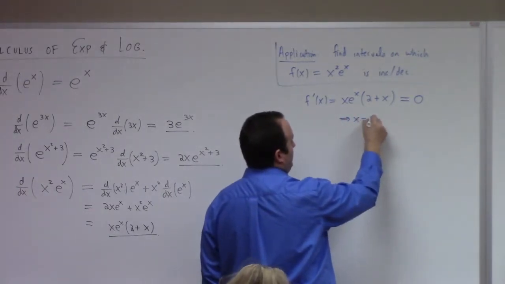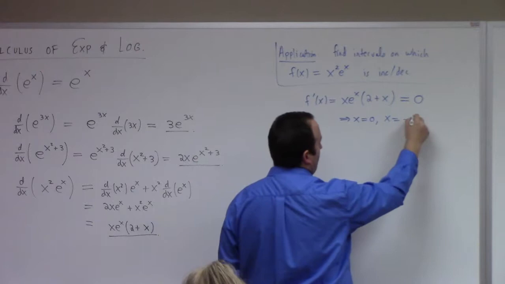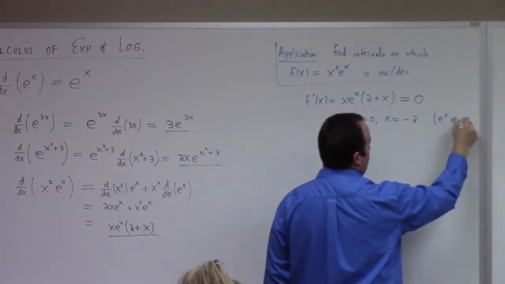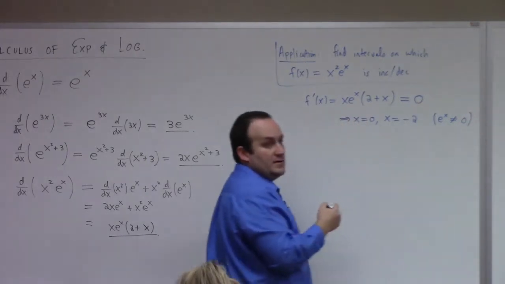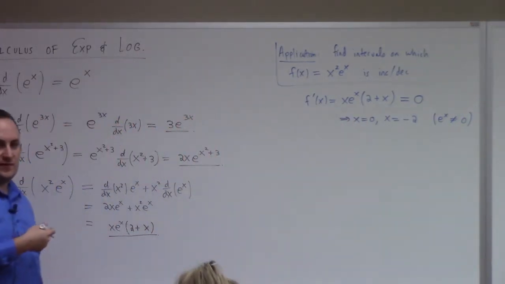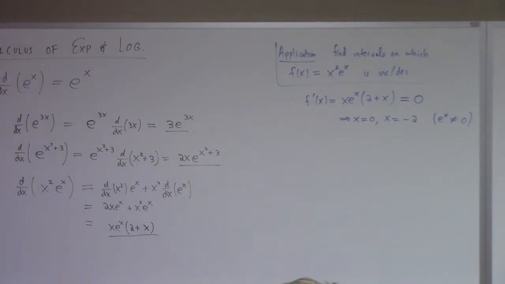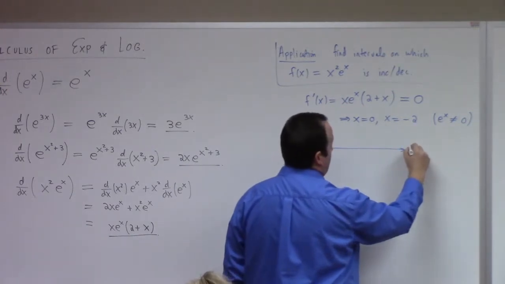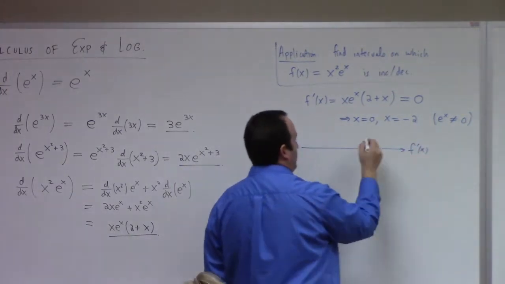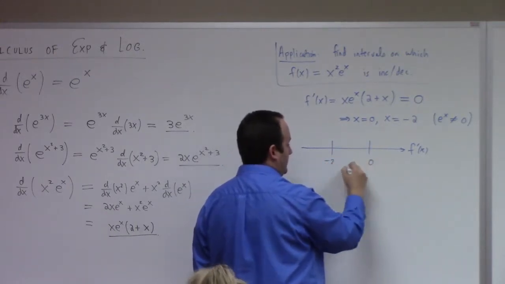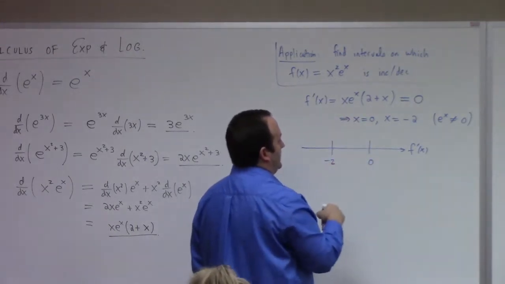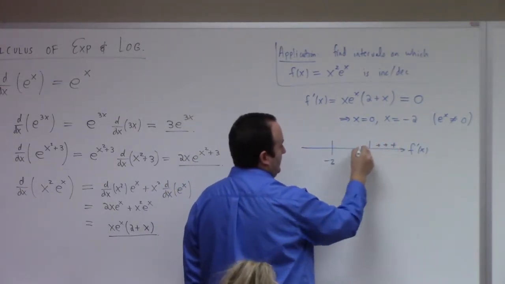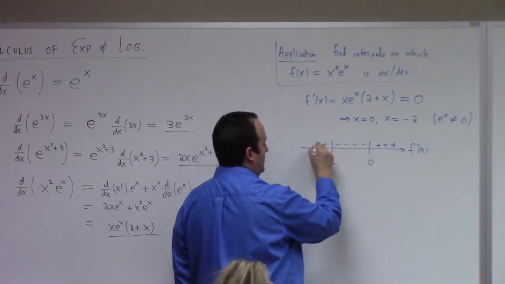Yeah, x equals 0 or x equals minus 2, right? By the way, e to the x is not equal to 0 ever. So exponentials don't give you zeros, right? Good. So that means I can just draw my number line. I've got my f prime of x right here, minus 2, 0, and then you just plug in some points, right? For example, if I plug in 1, it's positive. It flips signs between 0 and minus 2, and then it's positive over here.